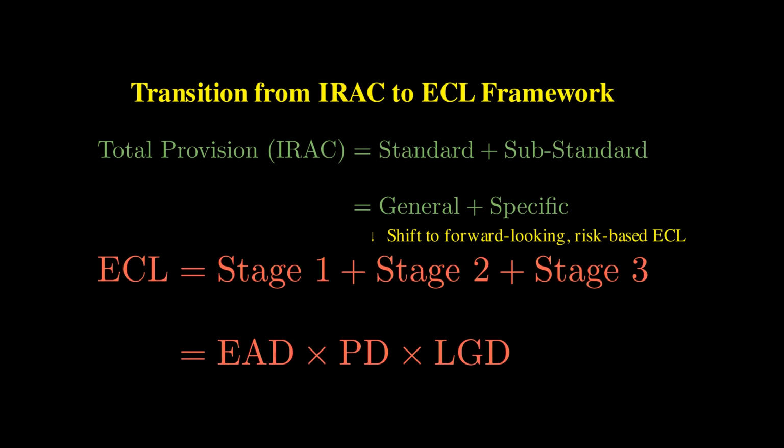In summary, while IRAC provisions are triggered after default, the ECL model acts earlier, recognizing credit deterioration as soon as it emerges. This shift makes provisioning forward-looking and responsive to early warning signals.